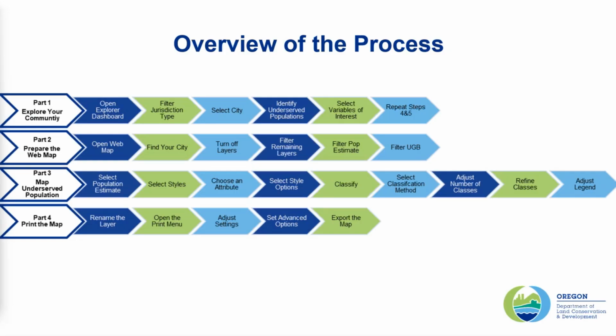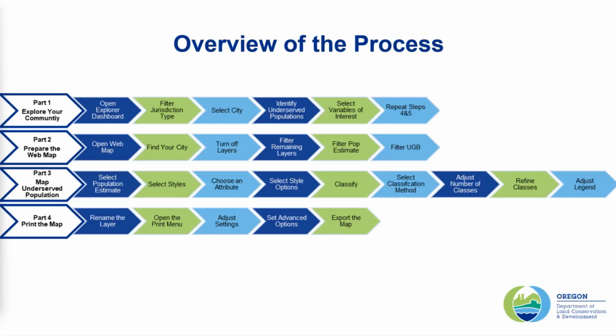The next 4 videos will provide step-by-step instructions for identifying areas with significantly disproportionate concentrations of underserved populations in your community and using a web map to create and save maps that will help you to update your transportation system plan.